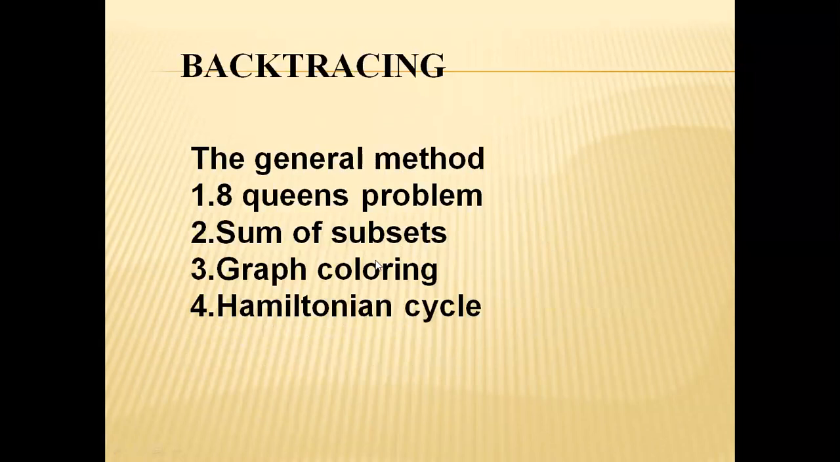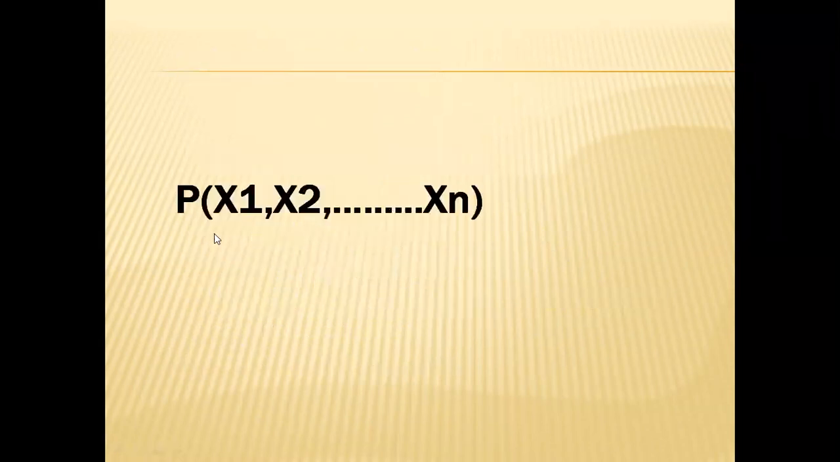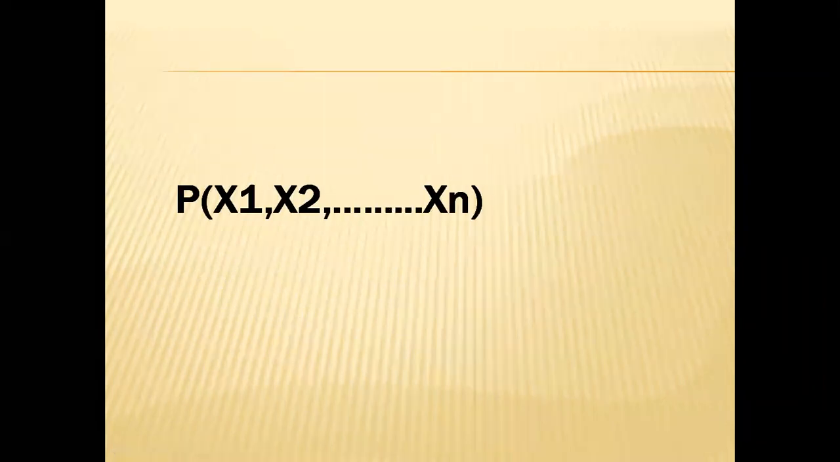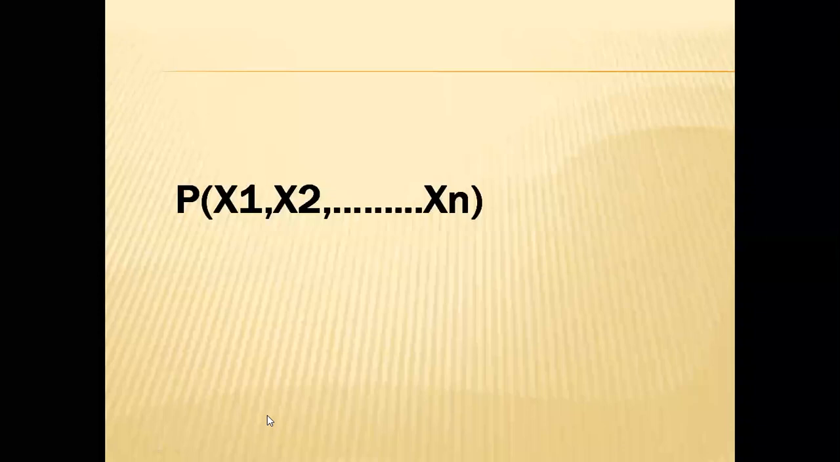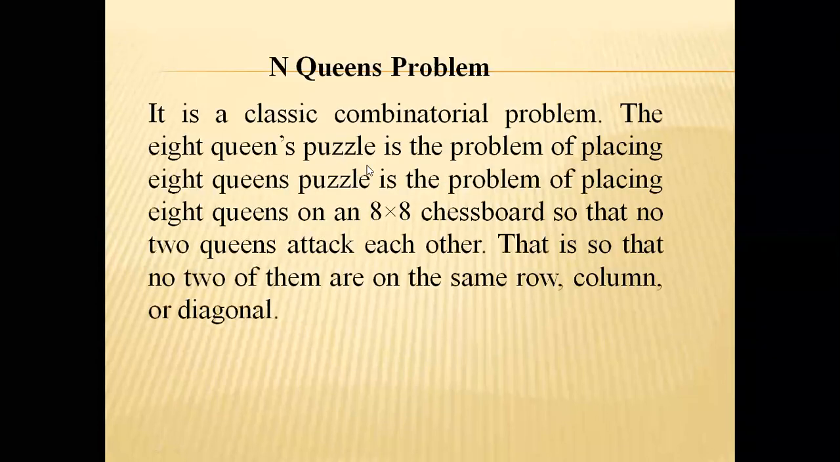In backtracking, the solution is represented by a tuple of numbers, that is a tuple of values, like 2, 3, 4, 5. Suppose x1 equal to 1, x2 equal to 4, x3 equal to 5, it is represented by a tuple of solutions. So by using backtracking, we are solving four problems.